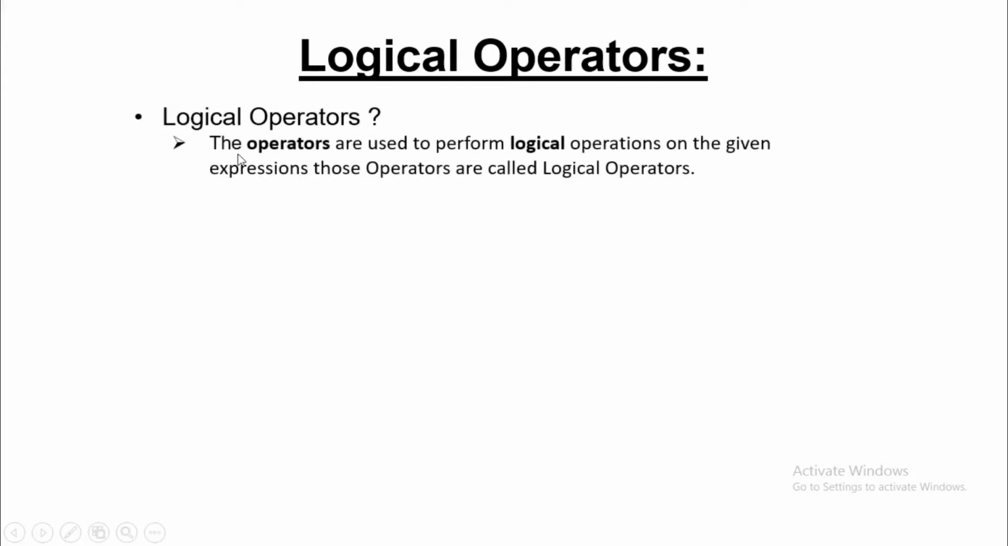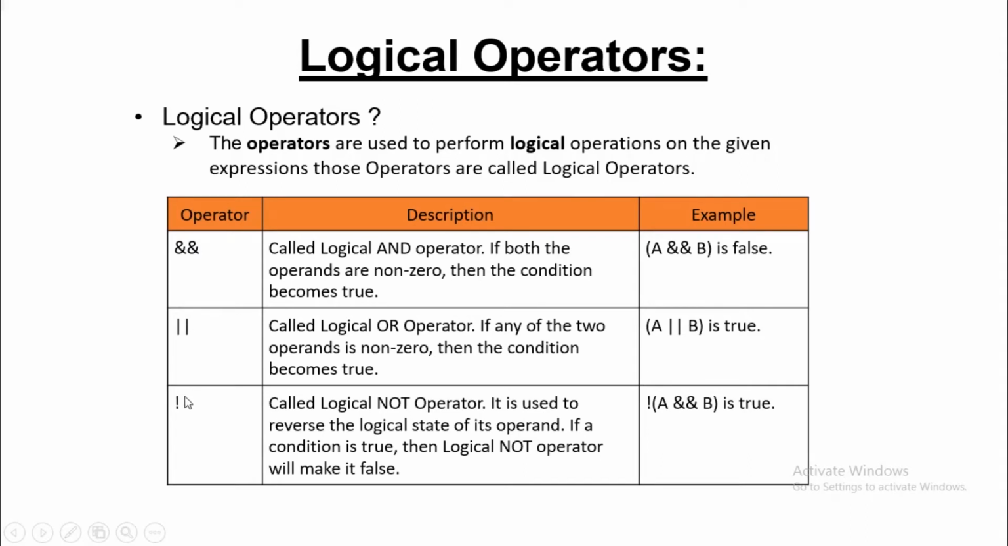The operators used to perform logical operations on the given expression are called logical operators. We have three operators: AND, OR, and NOT, which are used to combine two or more conditions. The AND operator returns true or 1 if both the conditions are true. In all other cases, it will return false; or we can say if any condition is false, it will return false or 0. Similarly, the OR operator returns false only when both the conditions are false. If any of the conditions is true, it will return true or 1.